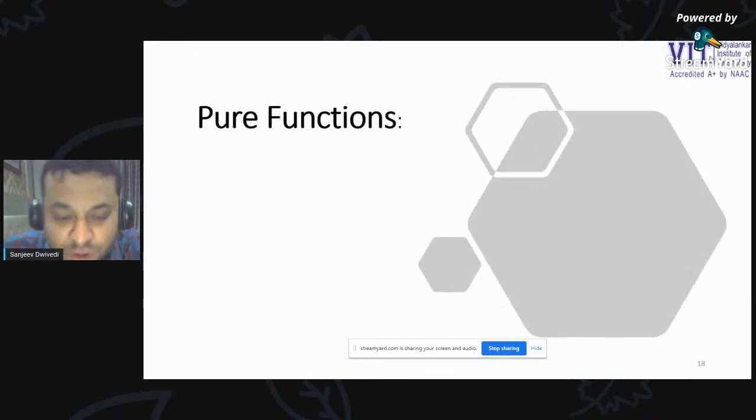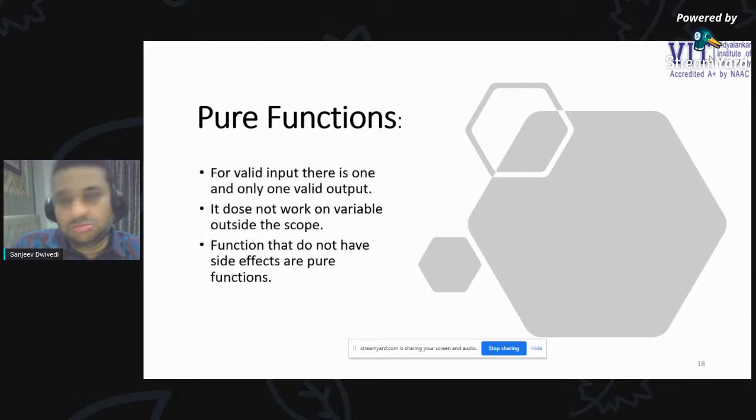So when it comes to pure functions, see, the pure function plays a very important role in functional programming, so I'm emphasizing it. What it does is, for a valid input, there is one and only one valid output. Now, when I say valid, I'm not talking in terms of business validity. I'm talking about validity in terms of type. The pure function will work only on the variables that are passed to it.